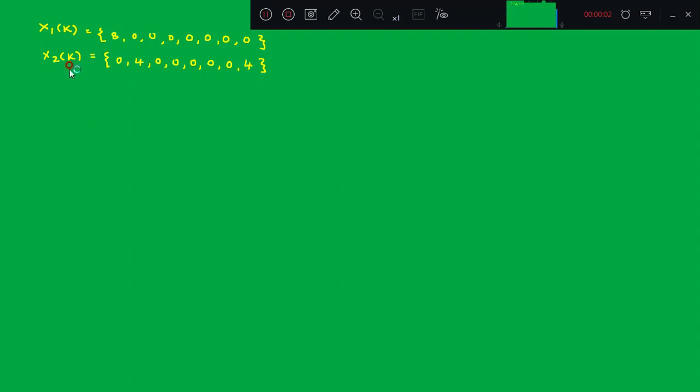So after finding the DFTs of two sequences, we got X1 of k and X2 of k. Now we have to perform the circular convolution between these two sequences, as we have done with circular convolution in time, right? So how to do it? It is an 8-point circular convolution.